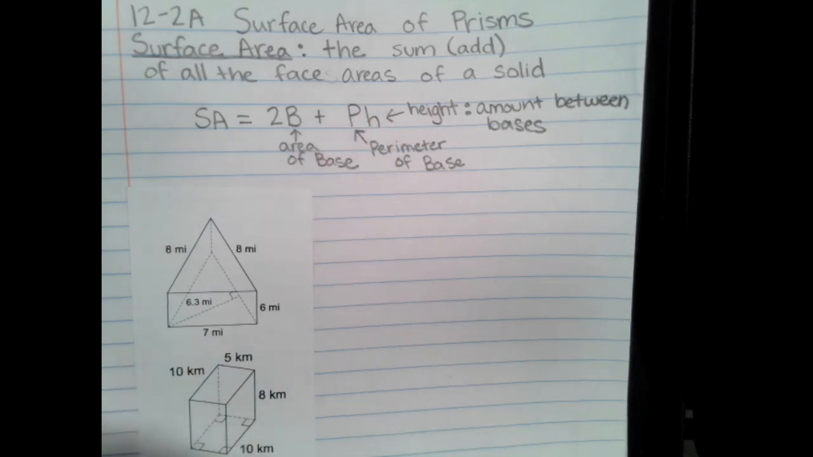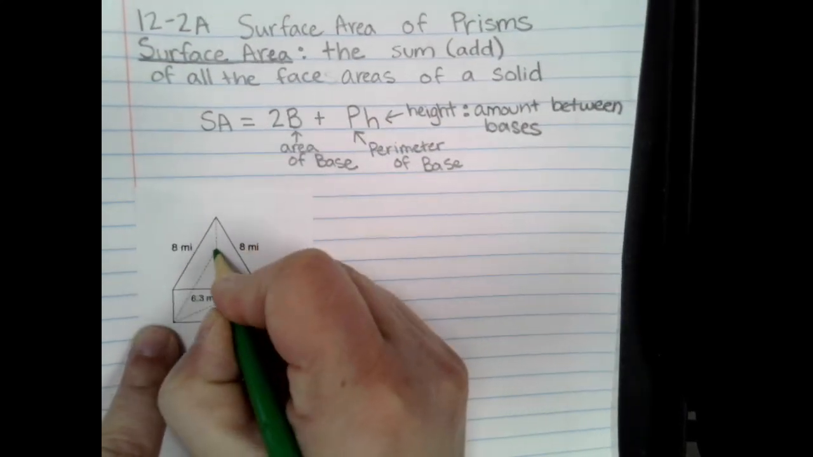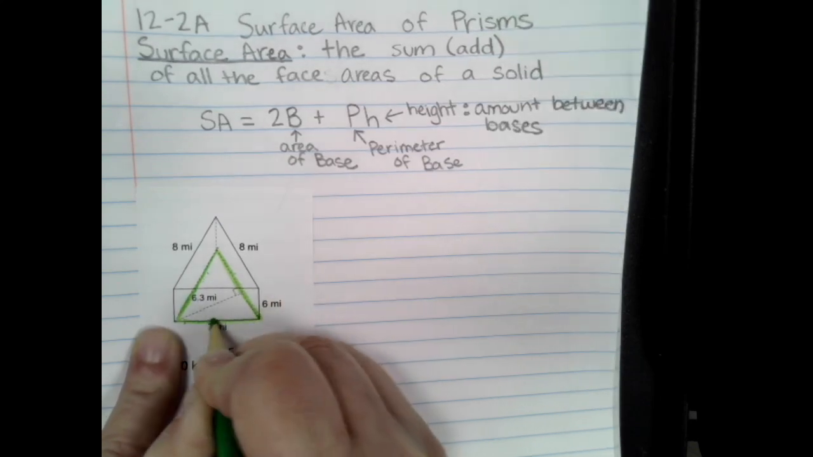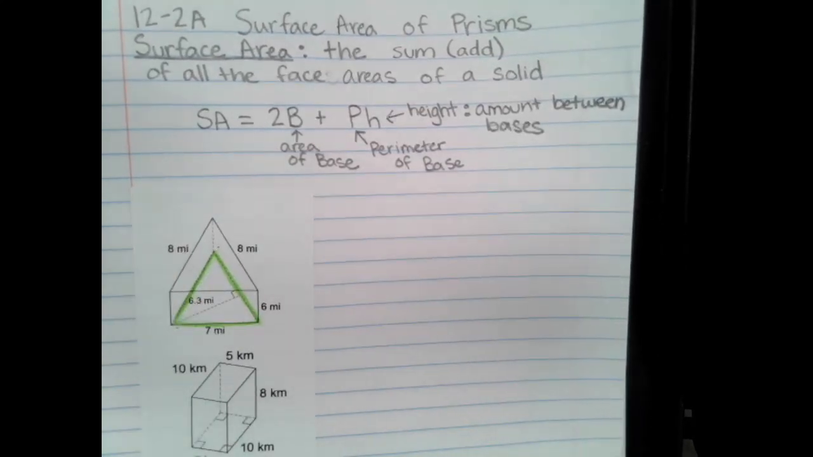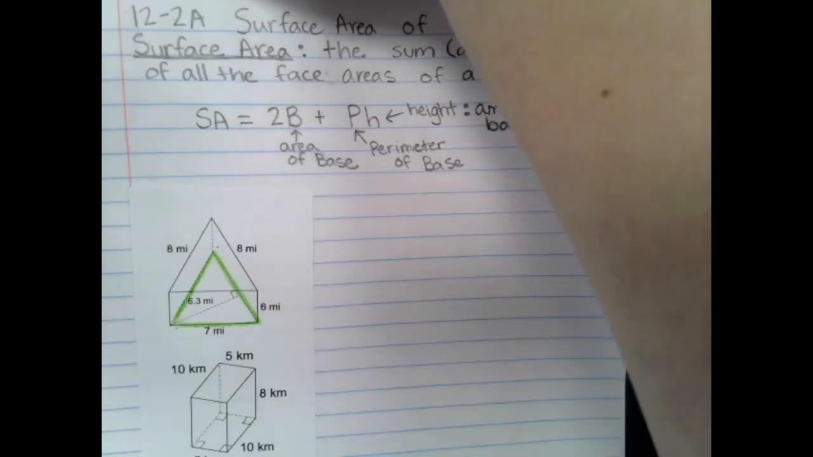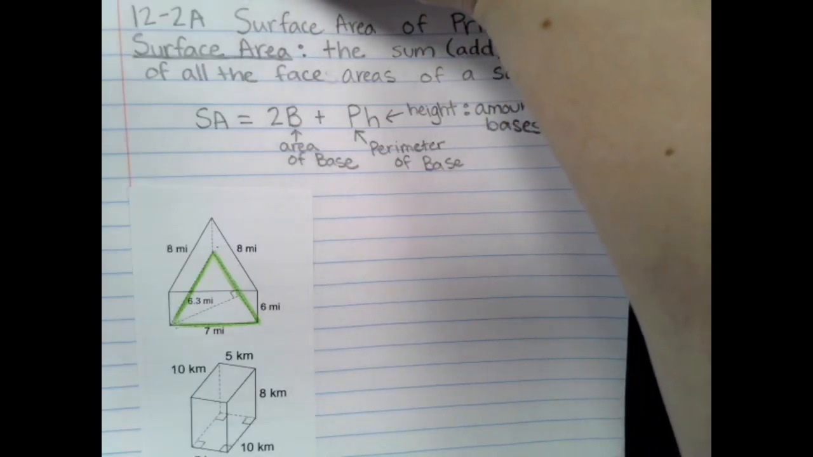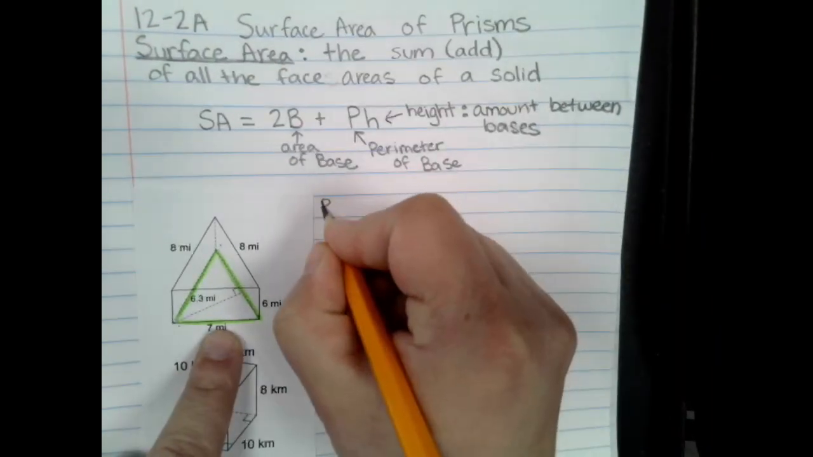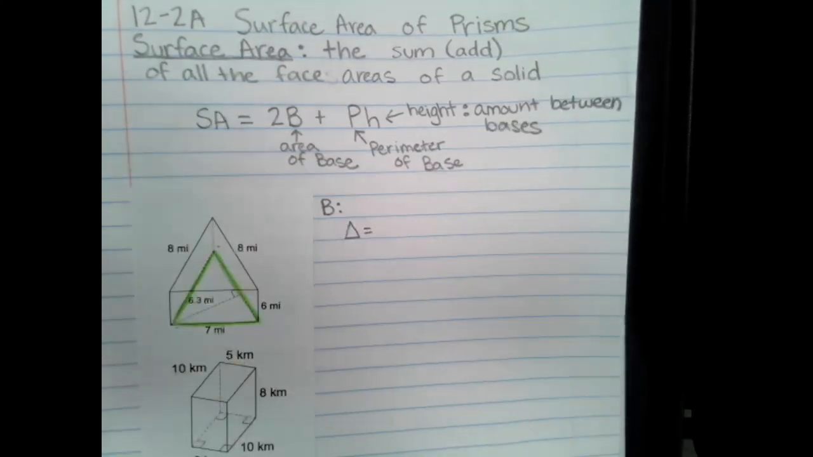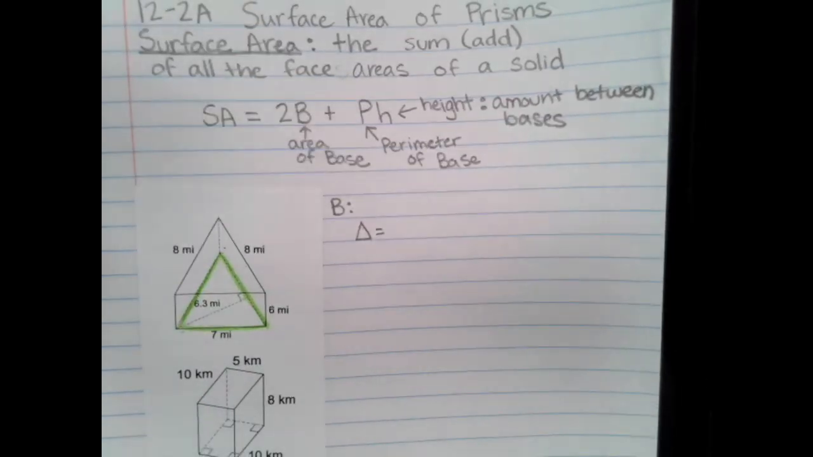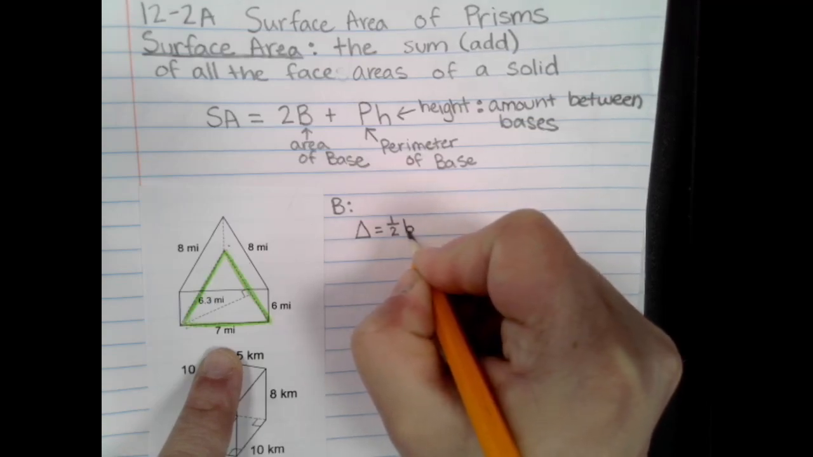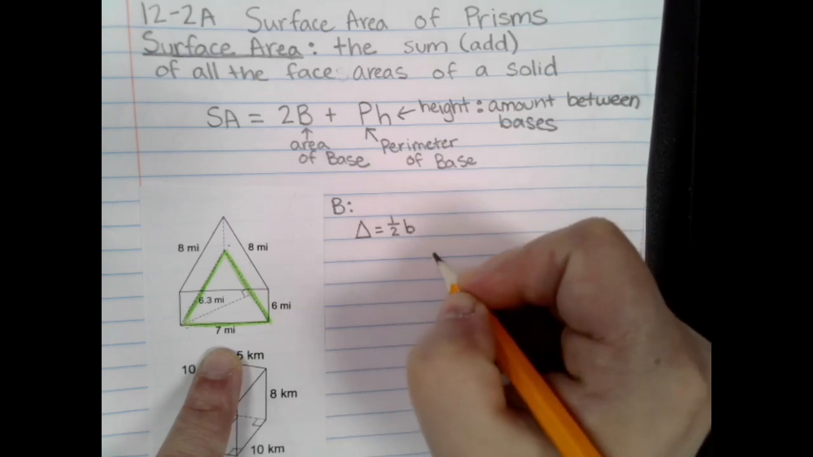A triangle. Okay, so if you want to use your colored pencil, I'm going to highlight that triangle with one color. Okay, so we need B, capital B. We know it's a triangle. So we need to know how to find the area of a triangle, because capital B stands for area. So what's our formula for area of a triangle? Yep. 1/2 lowercase b for base times h, height.